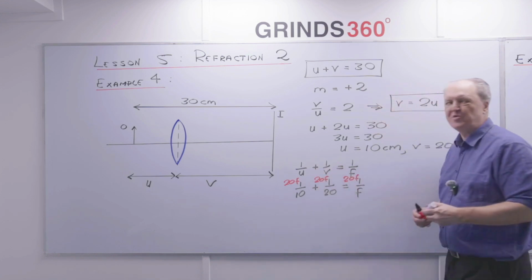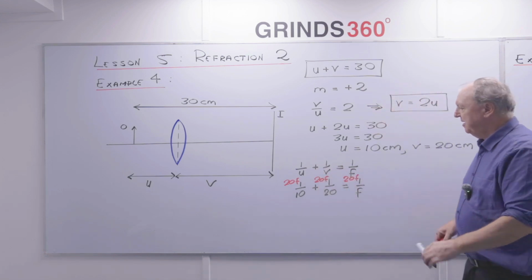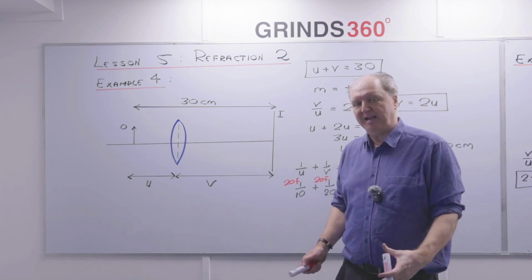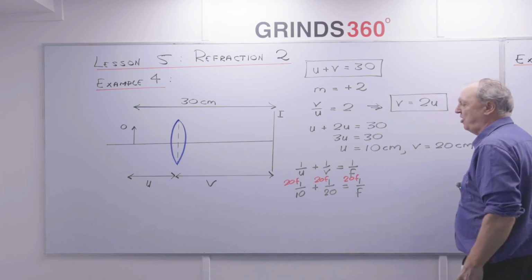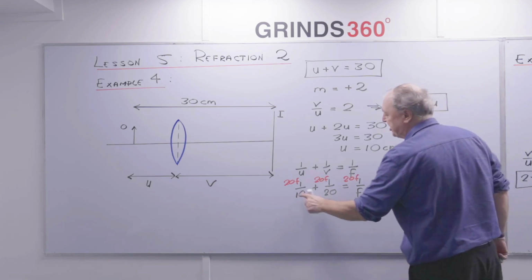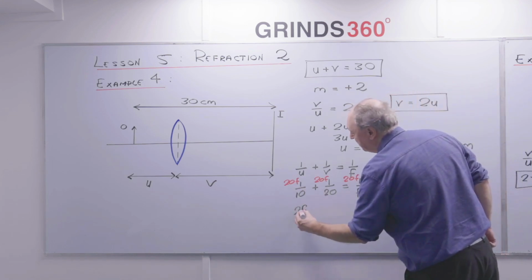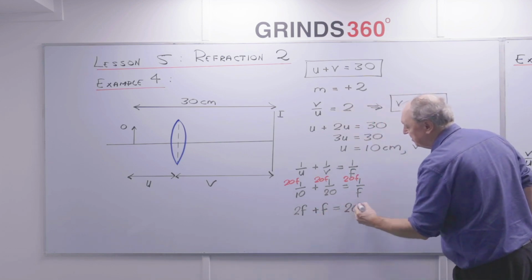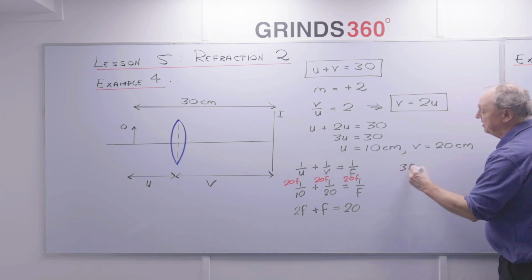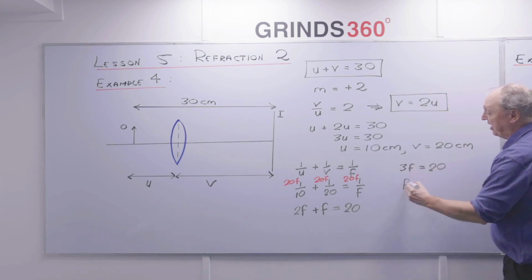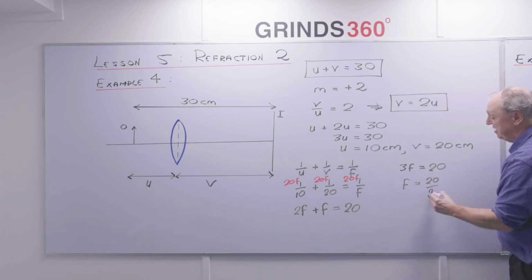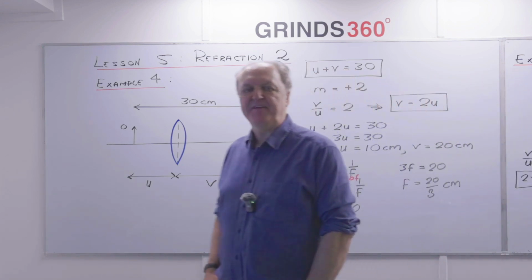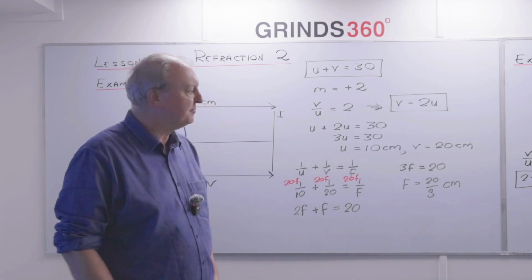It's simple enough to do without your calculator. And as I said, the previous example that we did was algebraic, so you couldn't have used your calculator. So you needed that technique for the algebraic one in the previous example. So 10 into 20F is 2F, plus F is equal to 20. So I've got 3F is 20, and therefore F is 20 over 3 centimeters, or about 6.7 centimeters, whatever way you want to write it down.